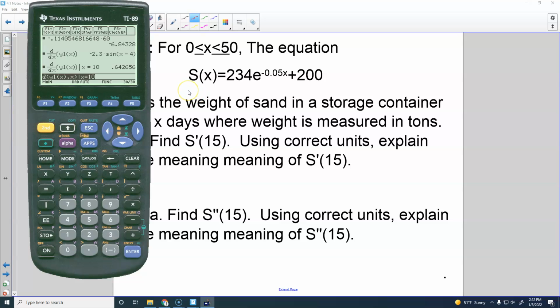All right, so if I want to take the first derivative, since I've got it in y equals, it's in y1, I really am just going to type the same thing in, except instead of x equals 10, I want x equals 15. And so we get negative 5.5269.